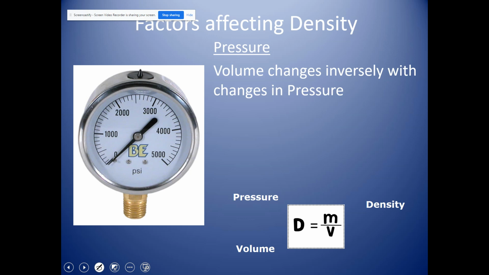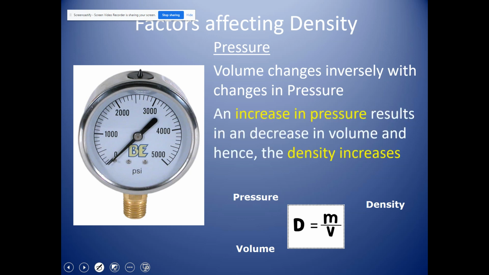And remember, it's not pressure in the formula, it's volume. So as the volume changes, the density changes. Increases in pressure result in a decrease in volume, and so therefore the density increases. As you increase the pressure, the volume decreases, the density increases. If you decrease the pressure, the volume will expand and the density will drop. So it'll be the exact opposite.